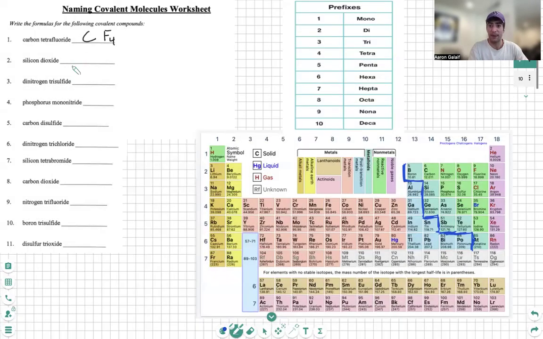Silicon dioxide. Silicon and oxygen are both nonmetals. Dioxide has the prefix, so we know it's covalent. Silicon is Si, only one, because there's no other prefix in front of it, and the first one does not get mono. Next, we have dioxide, which is oxygen, but two of them according to the prefix. That's it. Perfect. Let's just keep going.